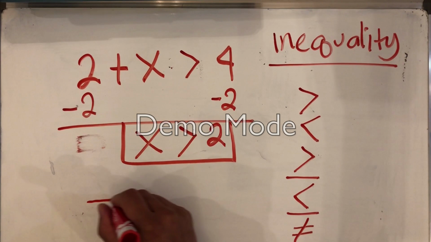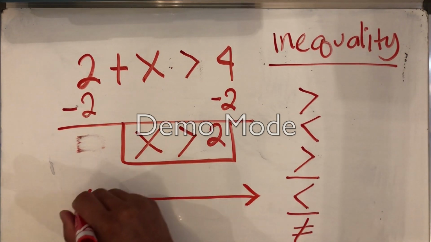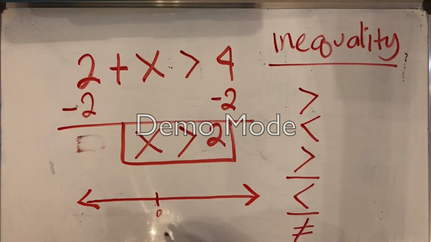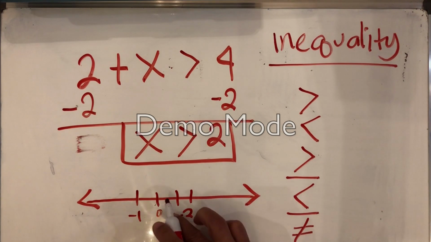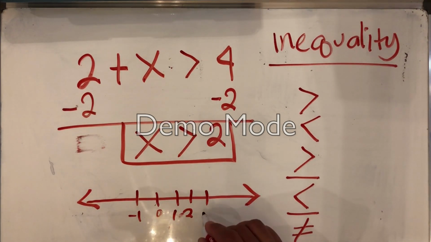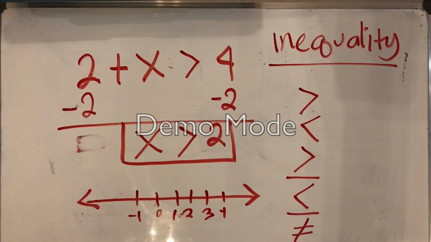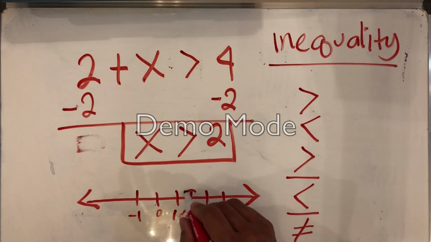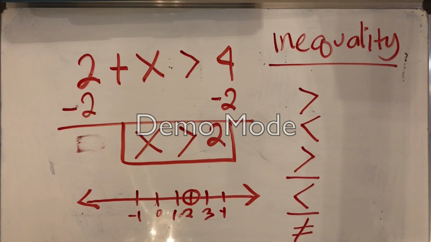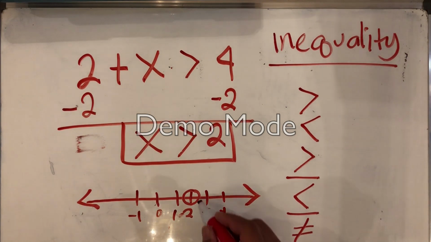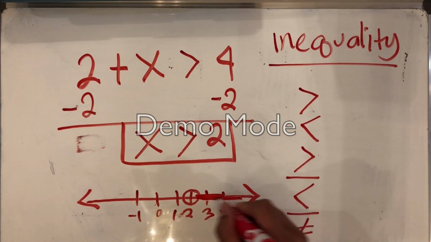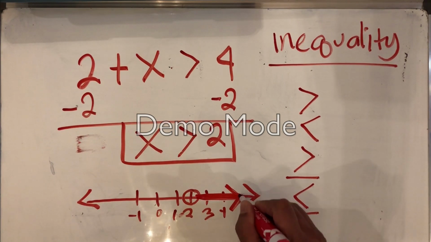Very simple. Example, I have the graph over here. I have 0 over here, negative 1, and positive 1, 2, 3, 4, and so on and so forth. I encircle number 2. Again, this will be an open circle because this is a greater than symbol. And the values of x have to be greater than 2, which means the line goes in this direction and you put an arrow over there.